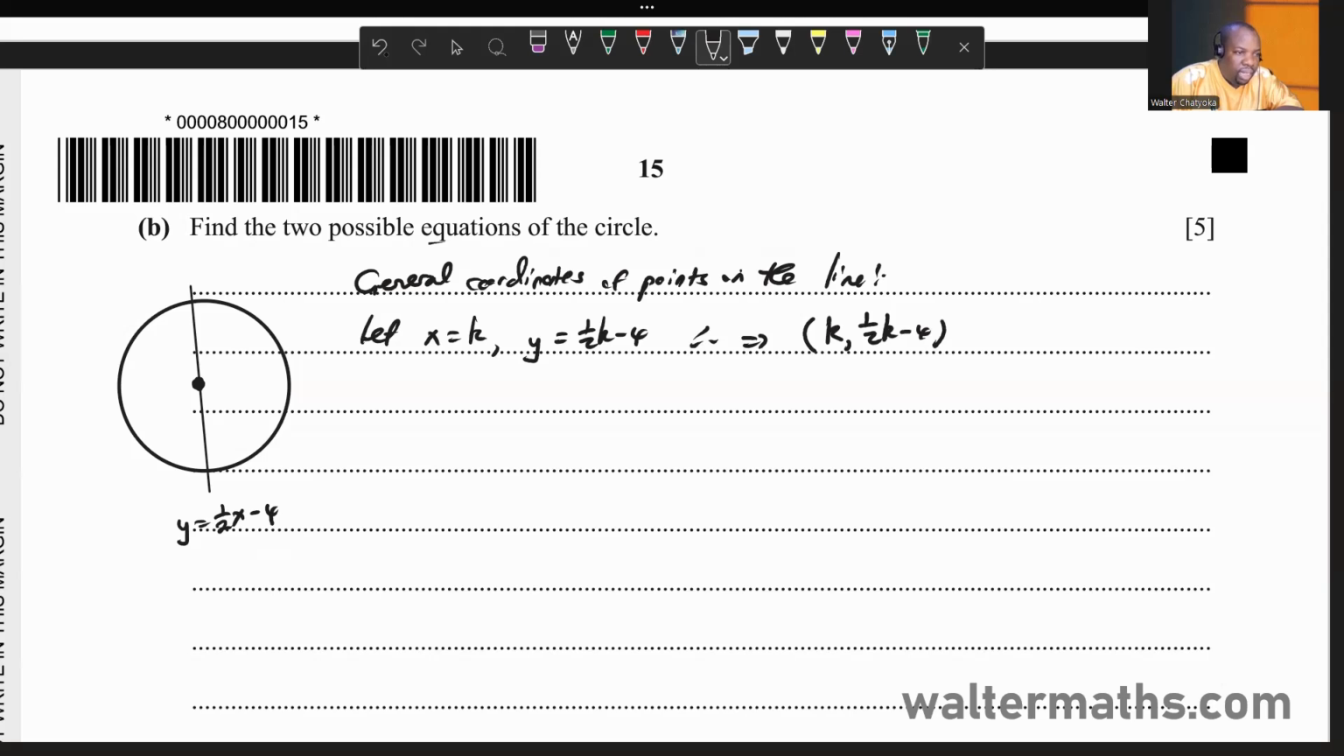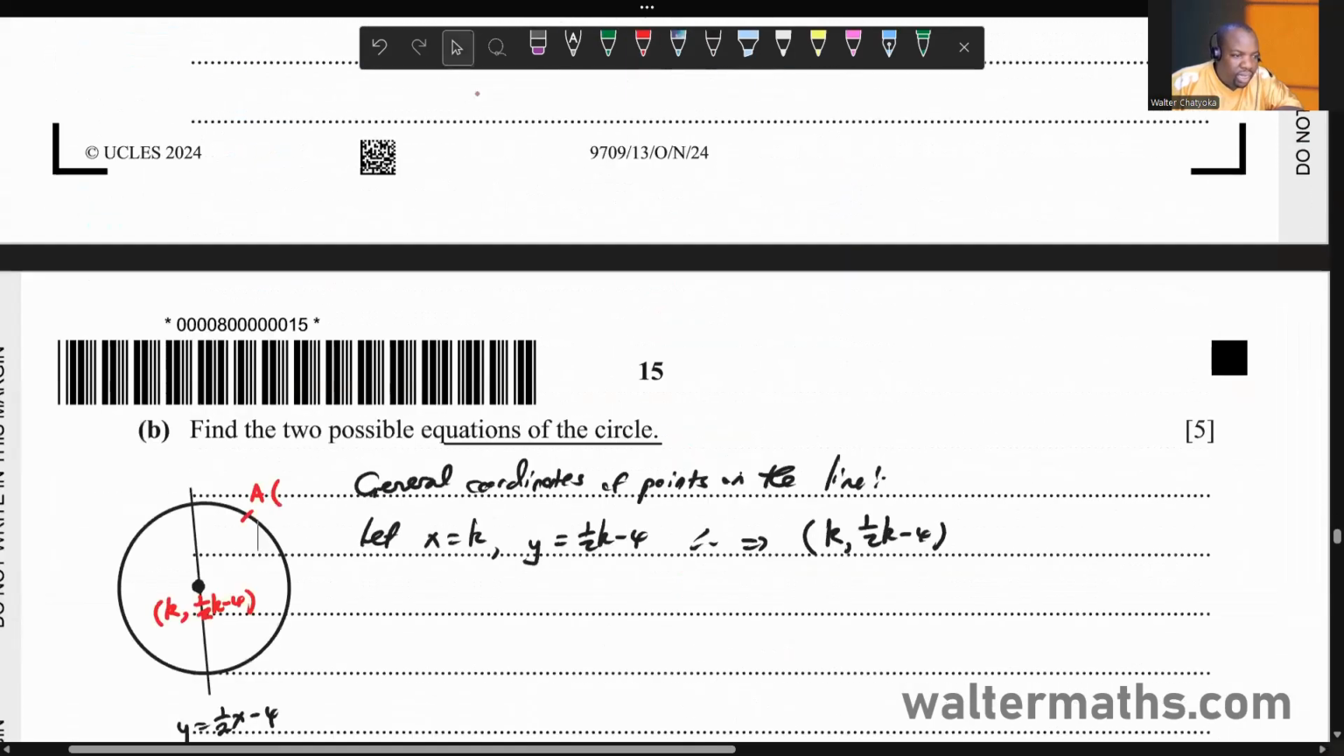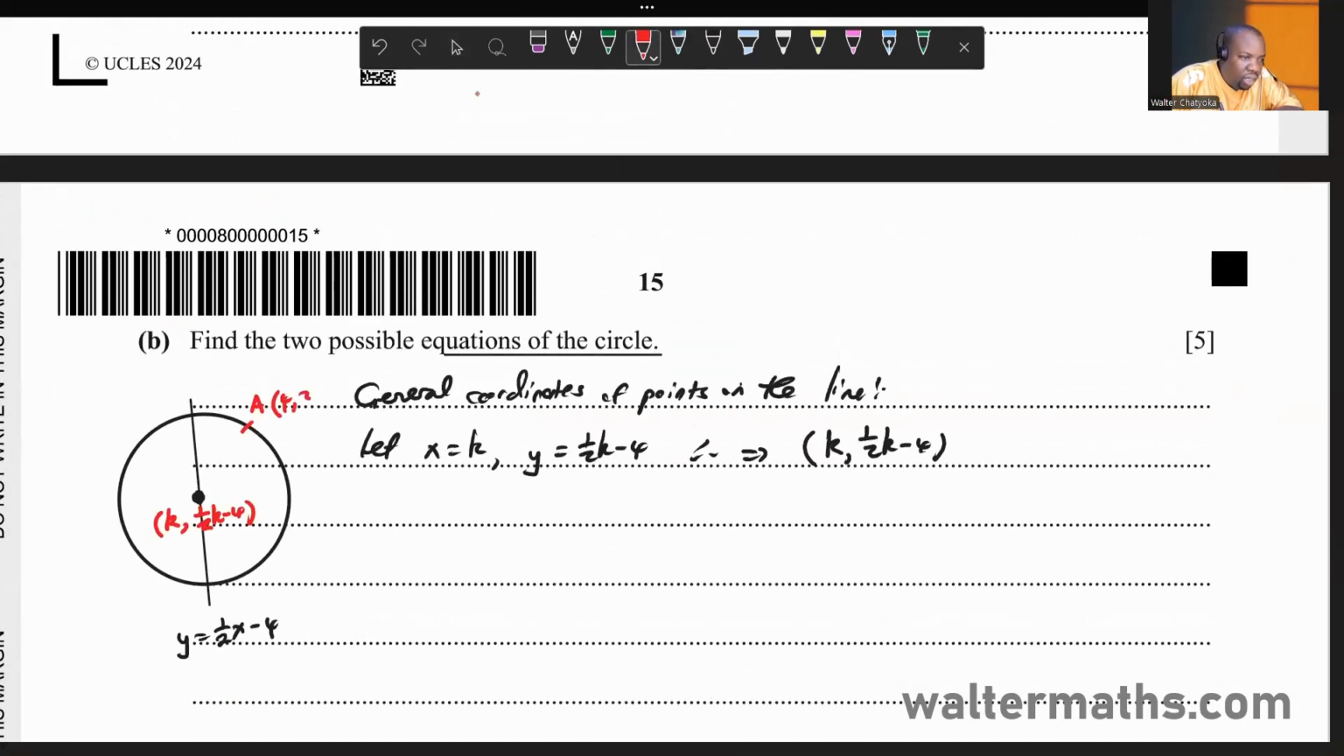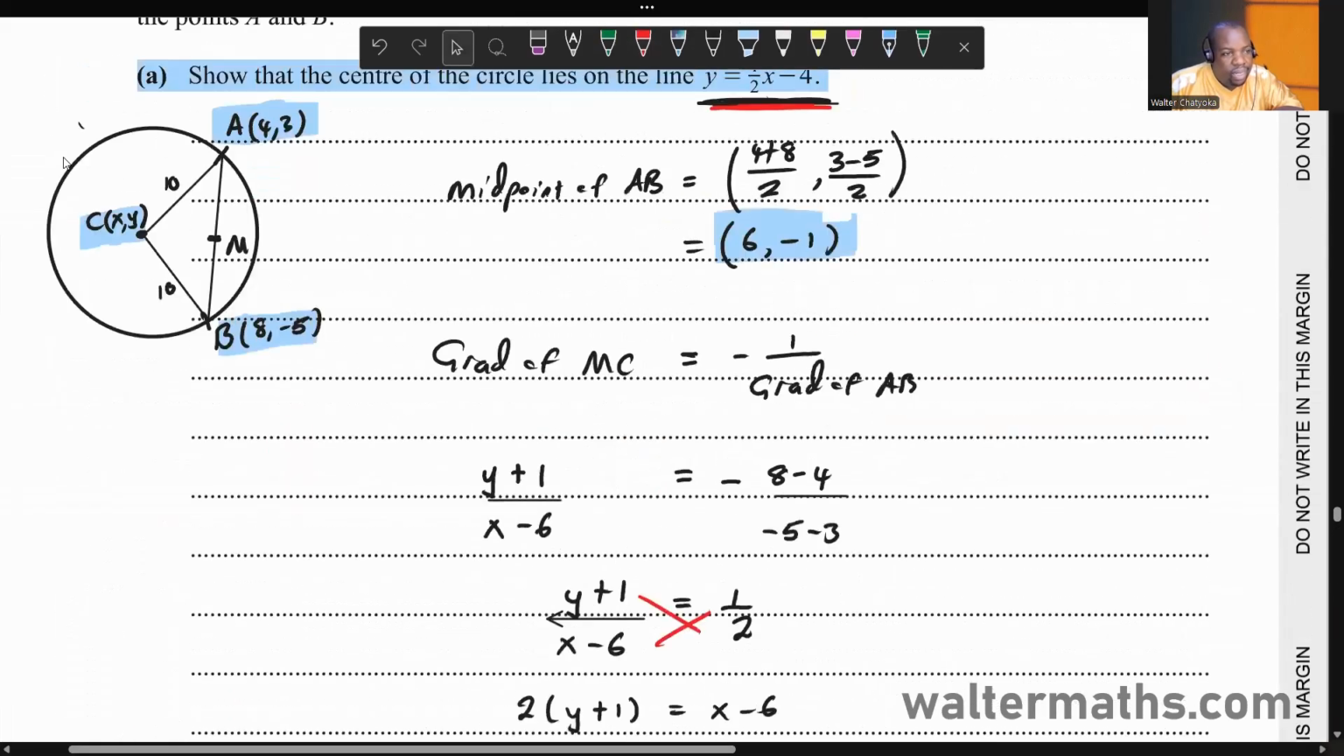So to help us find the equations of the circle, we have to know what the center is, and here we're saying that generally for the center, the coordinates will take the form k and half k minus 4. All right. But we also have other points, like we have a point A, which is what did we say? Was it 4, 3? 4, 3, yes, it is. A is 4, 3, and a radius from the center C to A would have a length of 10. We've already been given that, right, in the question.